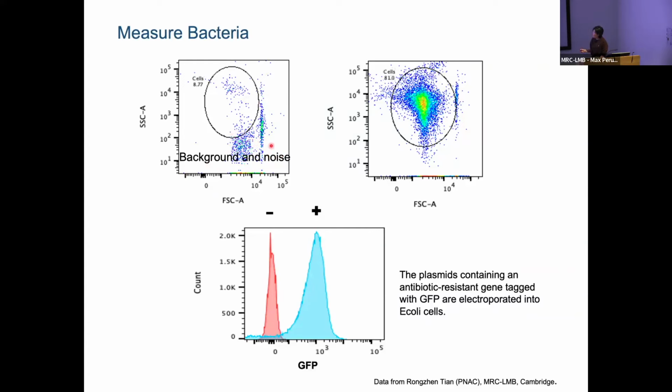Here it shows you the background noise coming from the buffer. And here shows your bacterial cell population. Once we locate where the true bacterial cells are, we can put a gate around it and analyze further. Here, Rongzhen put a plasmid containing an antibiotic-resistant gene tagged with GFP into the E. coli cells. So the GFP positive population, that's what we selected for him.